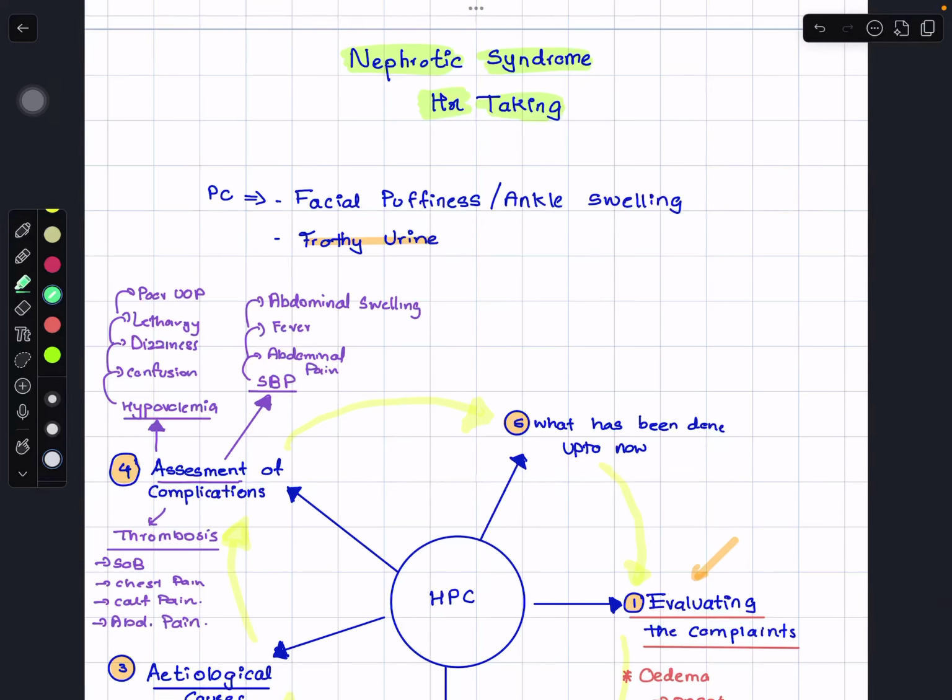History taking in a nephrotic syndrome patient. So basically, patients who are suspected to have nephrotic syndrome usually present with facial puffiness and ankle swelling, and as a result, they can also have frothy urine.